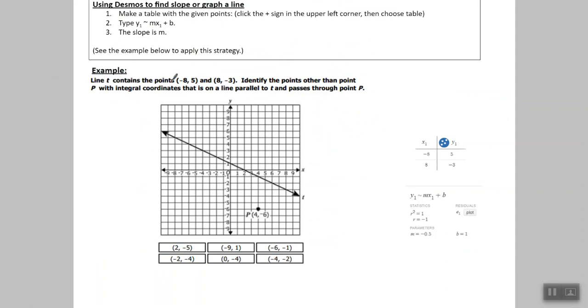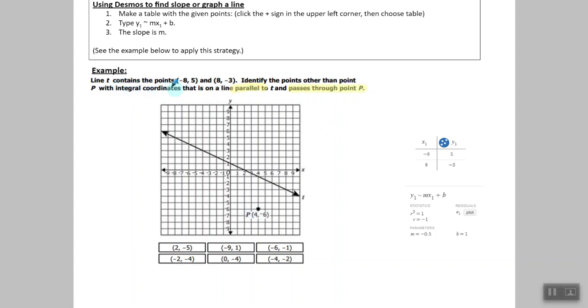Line T contains the points -8, 5 and 8, -3. Identify the points other than point P with integral coordinates that are on a line parallel to T and pass through point P. Some important words we might want to highlight: parallel to the line they gave us, and passes through point P. That's this point right here.